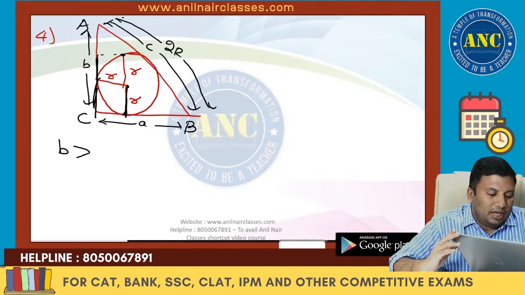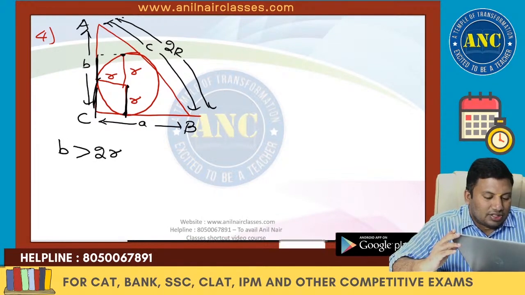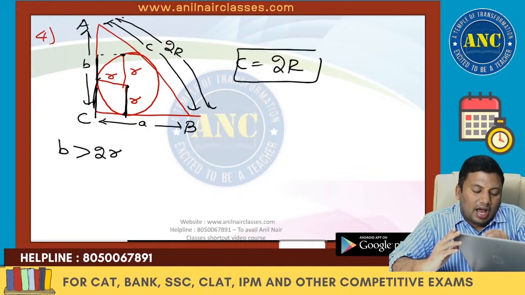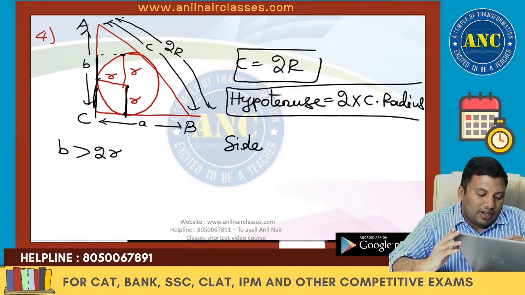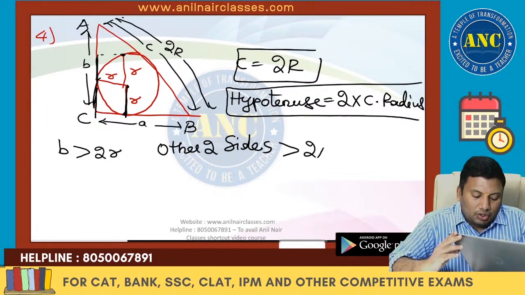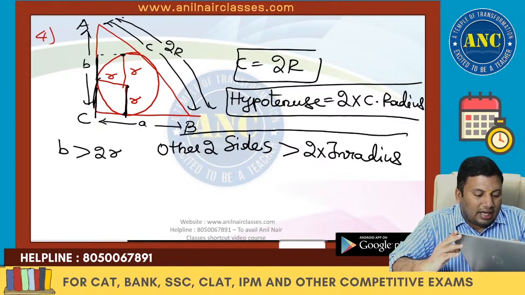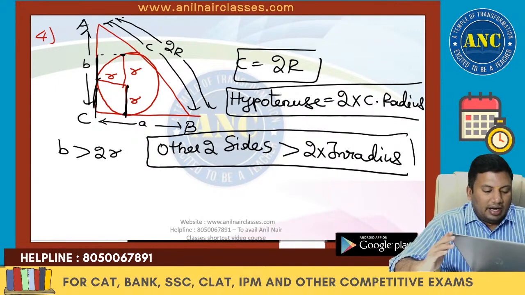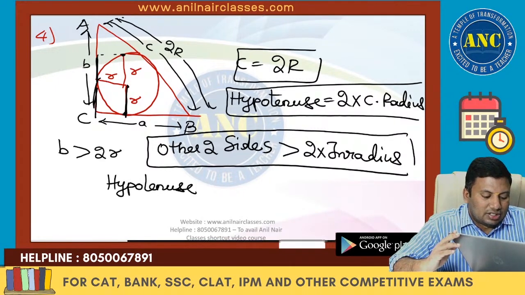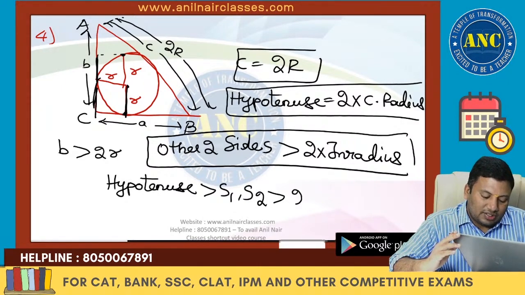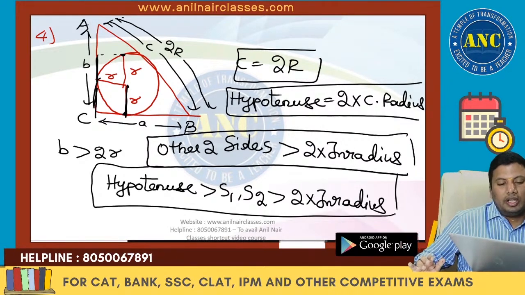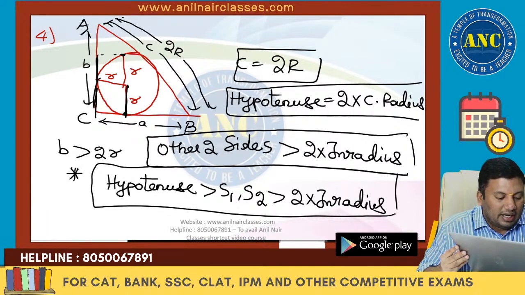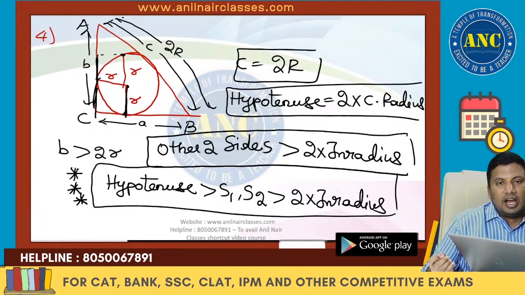But b is greater than 2r. That means c, the hypotenuse, is 2 into circumradius, and the other two sides should always be greater than 2 into inradius. Please write down: a side of a right angled triangle is always greater than 2 into inradius. Anyway, the hypotenuse will be greater than the other two sides, so any two sides are always greater than 2 into inradius, and the hypotenuse is always greater than 2 into inradius. This helps us in eliminating the answer options.